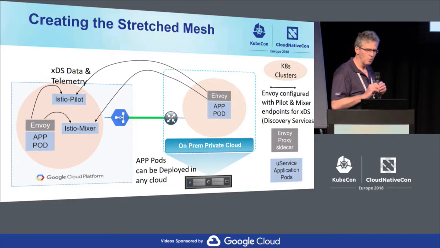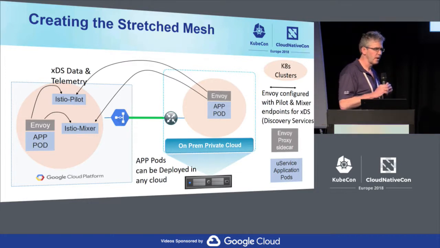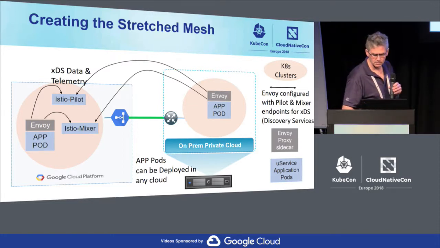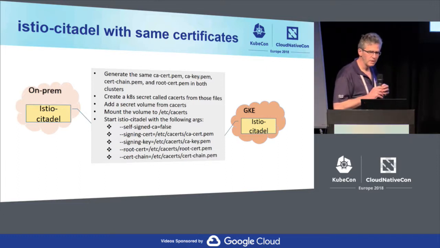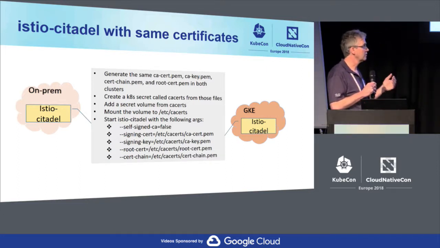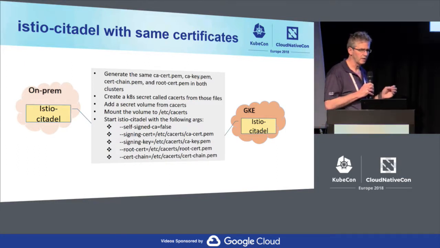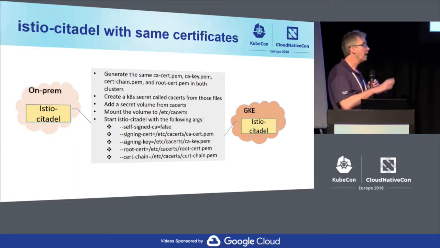In order to do this, we have to make sure there's a service representation for pilot and mixer in every cluster, and we do that via headless services. In addition, we have to make sure that the certs Envoy needs at the data plane level to communicate with pilot, as well as the certs for the applications to communicate with each other, are available. We do that by running Istio Citadel in each cluster, and all those certs are chained back to a single root certificate. This slide shows the procedure we use to achieve that.